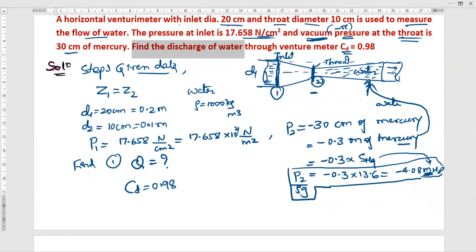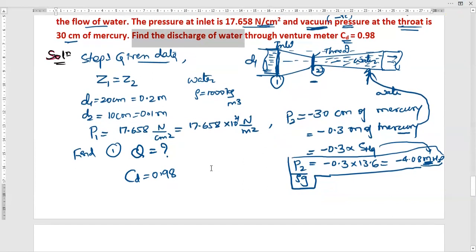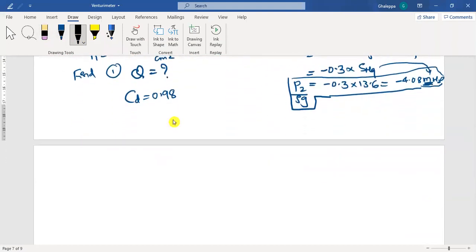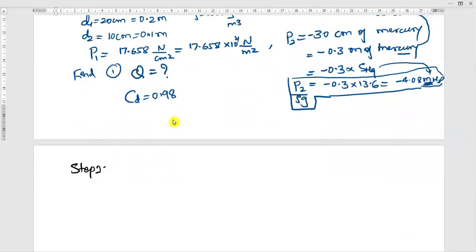If the CD value is not given, there is a formula for calculating the CD. That list of formulas we discussed in the previous video lecture. The link is available here. Click on this I button, and the list of formulas for solving venturimeter problems is discussed, with different cases, case 1, case 2, and the position of the venturimeter in the pipeline is also discussed. Next, step number 2.